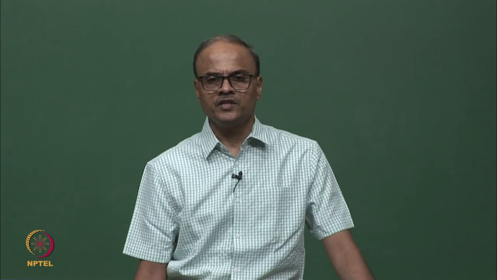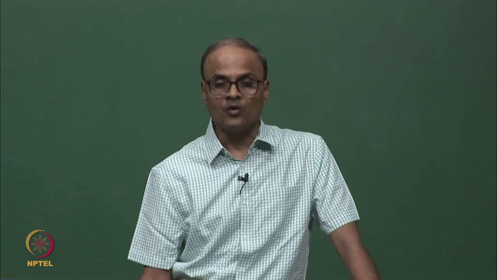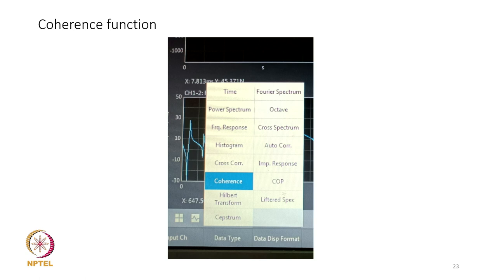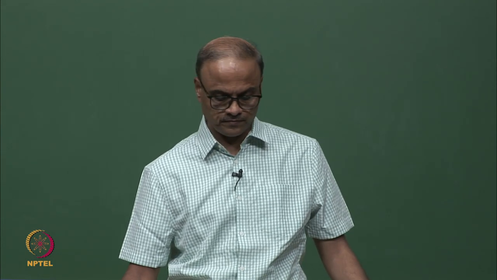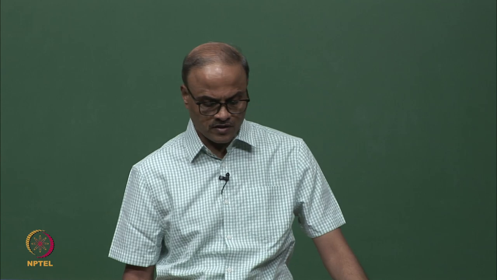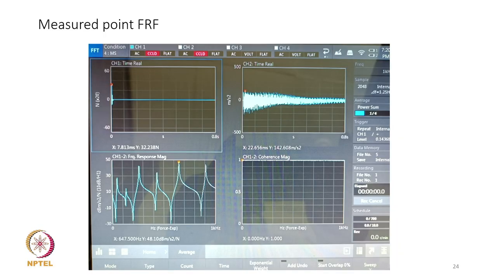So, now because we are doing averaging, we would like to see also the coherence function. So, we choose coherence function also as the output. So, we will now have the 2 time signals and frequency response magnitude and the coherence function, so that we can see the quality of the FRF we have measured. So, you can see here, this is the frequency response and coherence function when only 1 measurement has been taken. We have chosen 4 averages, but right now this plot is based on the first measurement. So, out of those 4, the first measurement has led to these plots.